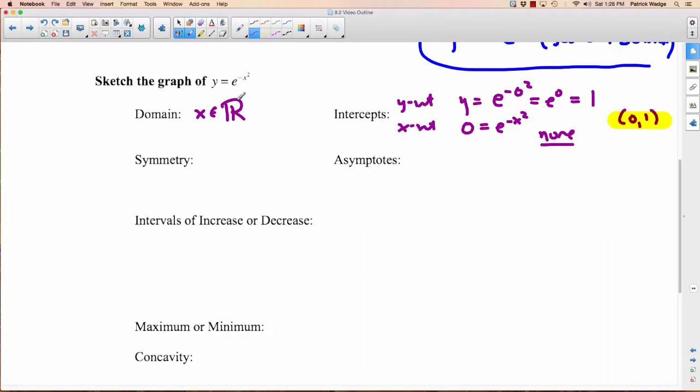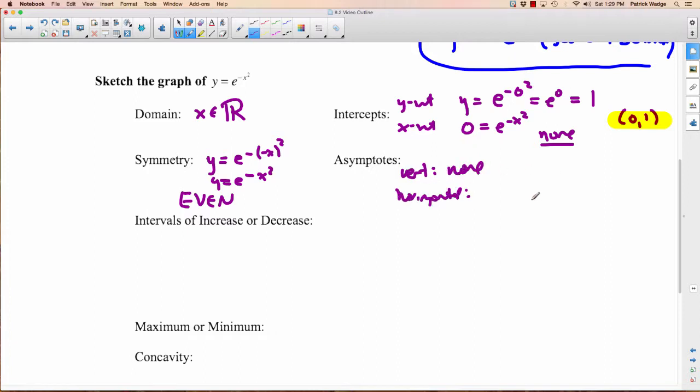Okay, symmetry. If we put negative x in there and square it, and then we simplify that, we're going to get e to the negative x squared. Negative x all squared is x squared. Hey, we're back to where we started. So what's that mean? It means we have even symmetry, right? It's going to be symmetry about the y-axis, reflection over the y-axis. Asymptotes. Vertical. You only get vertical asymptotes when there's a fraction, so vertical we would say none.